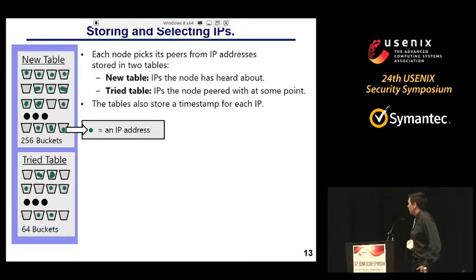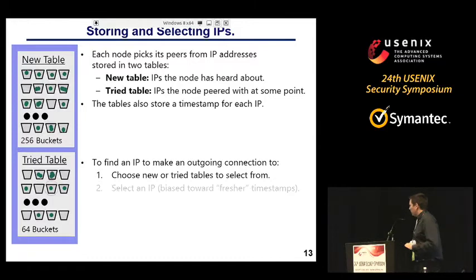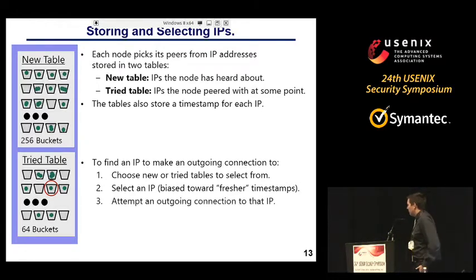The tables also store a timestamp for each IP. I won't go into how timestamps work for the new table because it's not important to our attack, but in the tried table, the timestamp is the last time that node connected to our node. So the last time this IP address connected to the node. So if a node wants to make an outgoing connection, it's going to use these IPs. The first thing it decides is whether it's going to choose from the new or tried table. Once it's selected a table, it selects an IP address from in the table. This selection is biased towards fresher and more recent timestamps. And then it attempts an outgoing connection to that IP address.